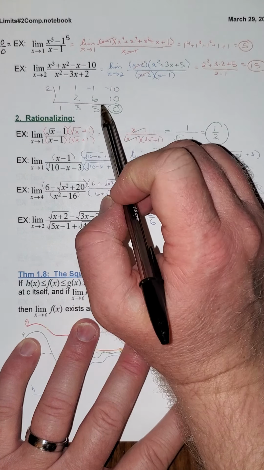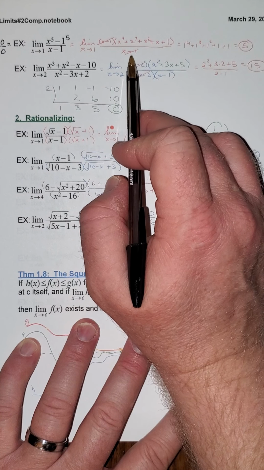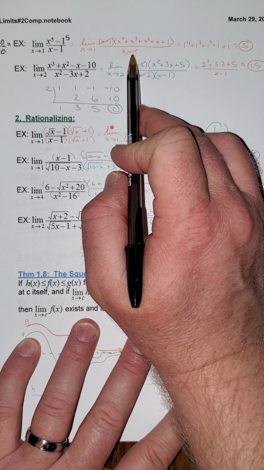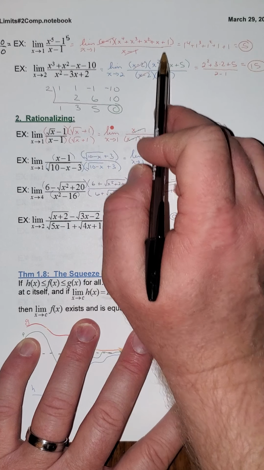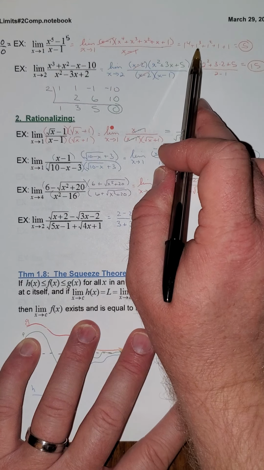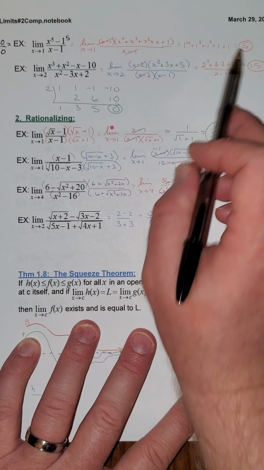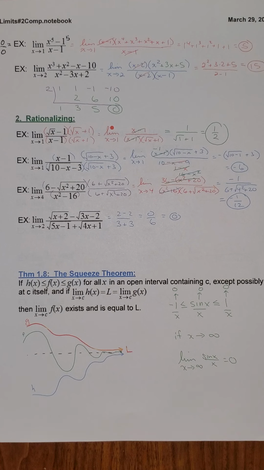Just put a 1 out front. The x minus 1s cancel. Why is that good for me? That's the 0 over 0 canceling out. And if I plug in 1s now, I'm going to get 1 to the 4th plus 1 cubed plus 1 squared plus 1 to the 1st plus 1. Gives me 5. So even though I got an indeterminate form to start, that doesn't mean I can't find my limit. Now, what about the next problem?